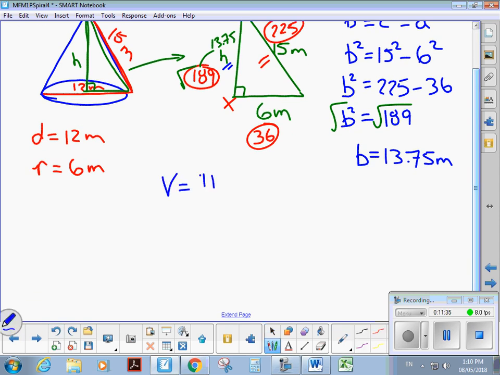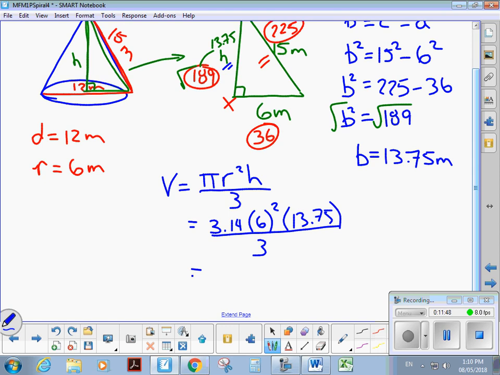Volume equals pi r squared h over 3. Pi is 3.14, the radius is 6 squared, and the height is 13.75. This is the extension to what we did in spirals 2 and 3. You have that extra step where you have to be able to deal with slant lengths. So we will be using the Pythagorean theorem again, and that's why we covered it earlier on. So that's 518.1 cubic meters.